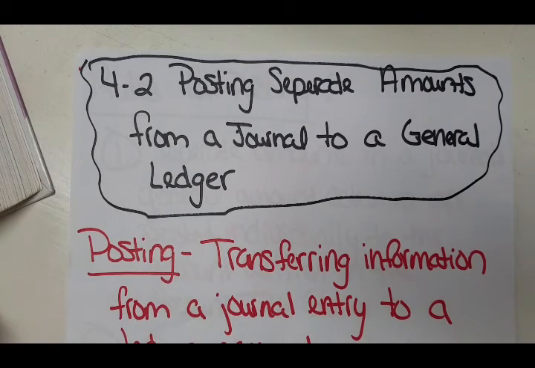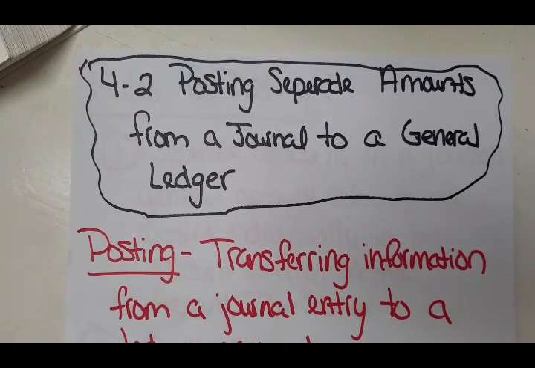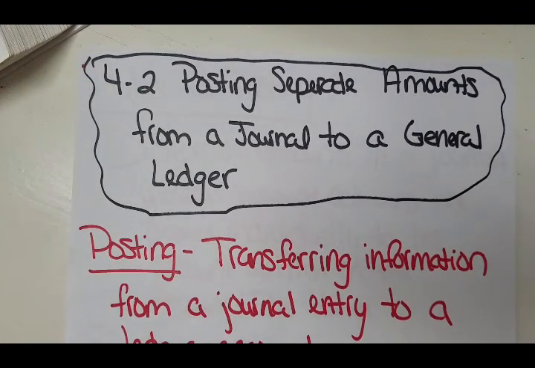This lesson is going to be for Chapter 4, Lesson 2, and it is posting separate amounts from a journal to a general ledger. So in the last lesson, we learned that the ledger is where we can keep track of each individual account. And the journal is what we learned how to do in Chapter 3, where we put everything in chronological order.